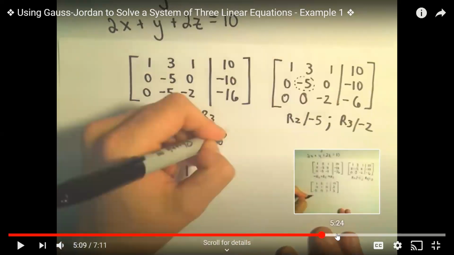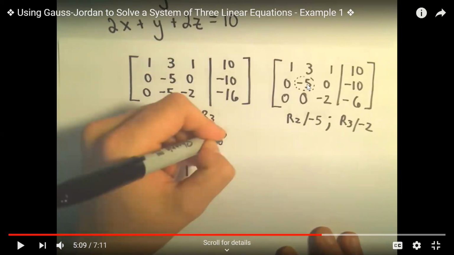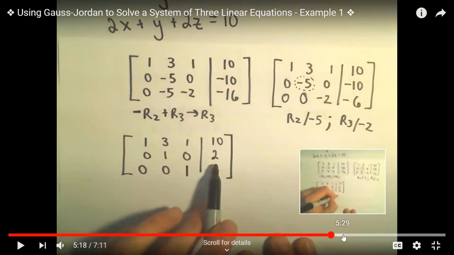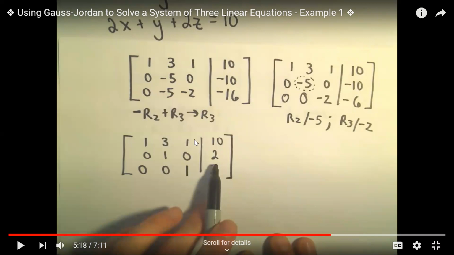In order to make this -5 become one, I have to divide the whole row two by -5. And in order to make this -2 one, I have to divide this whole row by -2. So these two operations I have to do. After doing these two operations, you see the first row, 1, 3, 1, is the same as above, but in the second row this -5 becomes one. So before it was 0, -5, 0, -10, and this row has now become 0, 1, 0, 2.